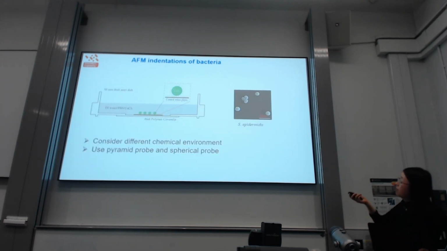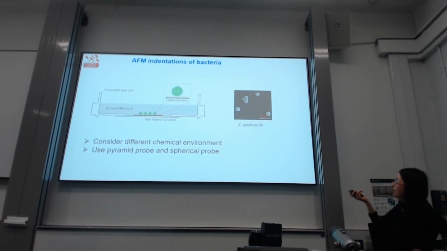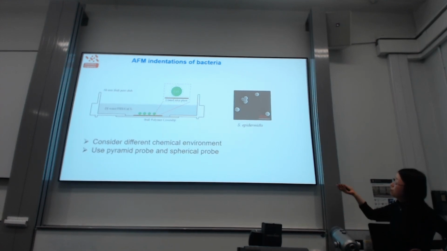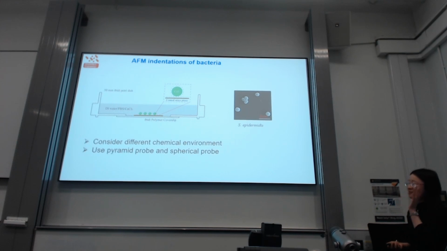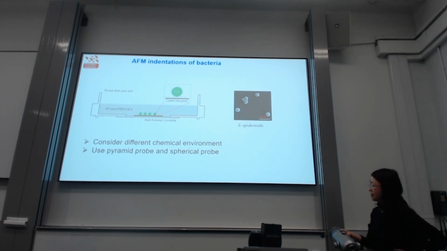Here I give you one example of how we indent Staphylococcus epidermidis. It is also responsible for a lot of infections, such as skin infections. In principle, when you try to get the mechanical properties, you can use either a pyramid probe or a spherical probe. Depending on what kind of probe you use, we will use completely different mathematical modeling, certainly not just the Hertz model or the Snyder model. Those models wouldn't work for this complicated case.